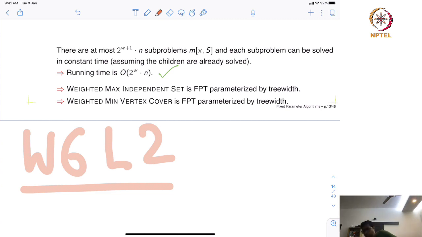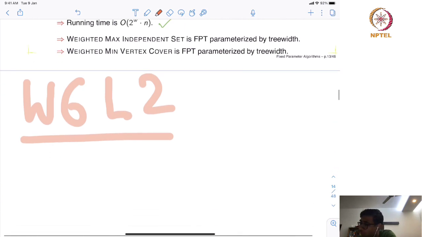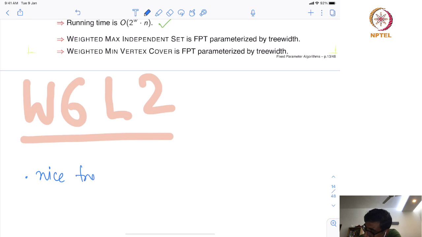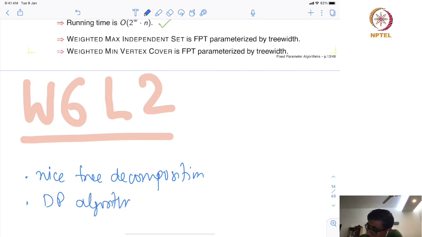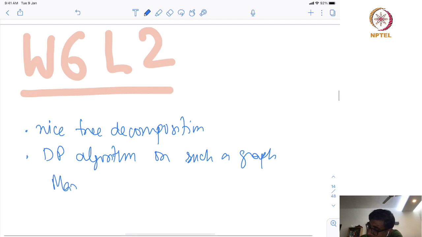So welcome to all of you to the second lecture of the SEEKS WICT. In the first lecture we defined the notion of nice tree decomposition, and we did our first dynamic programming algorithm on such a graph, for maximum weight independent set.